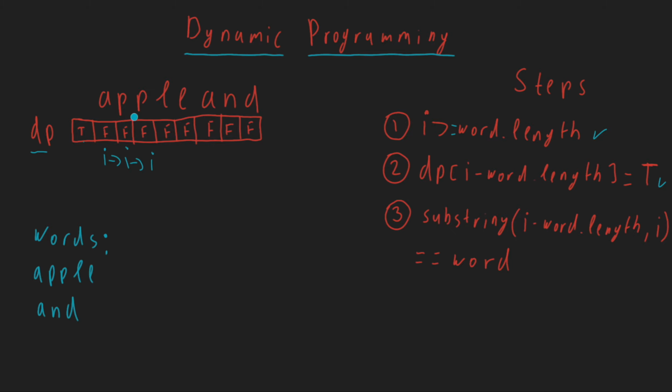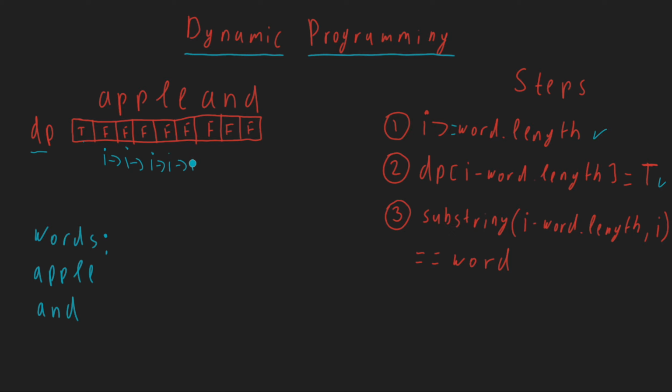What is our last check? The last check is that we are checking against our word. We take i minus word length, which means the substring from the first index to the third index, app. Is app equal to and? No, it does not equal, so we keep this value as false. Now we go to the next one. i is here, the same, it will be false.